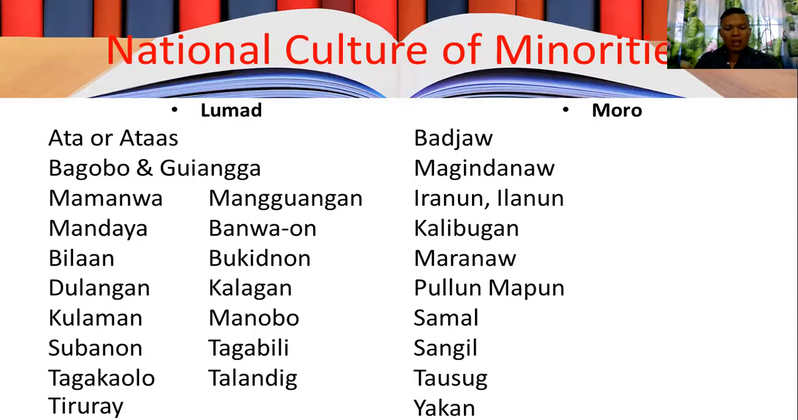Then, we have Badjao, Maguindanao, Iranun, Kalibugan, Maranao, Palawani, Molbog, Sama, Sangil, Tausug, Yakan. Actually, Bajau is not really a Muslim group, but they were considered because of their location, most likely in the Zamboanga area. So they were included, and they were considered as the Moro indigenous peoples.